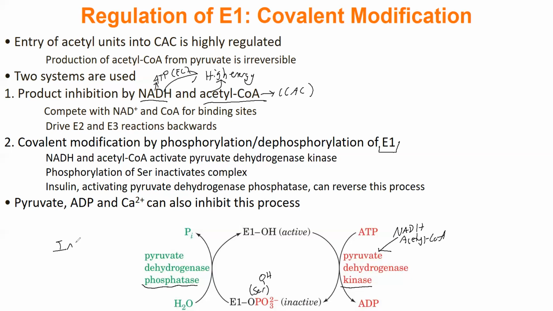Insulin, on the other hand, will turn on the pyruvate dehydrogenase phosphatase, which will remove the phosphate, making E1 active. Remember, insulin is a sign for having a lot of glucose in your blood. So if you just ate a meal, you're going to have insulin flying around, and it's going to tell your body, okay, we have glucose coming in, get this citric acid cycle working so we can start harvesting energy.